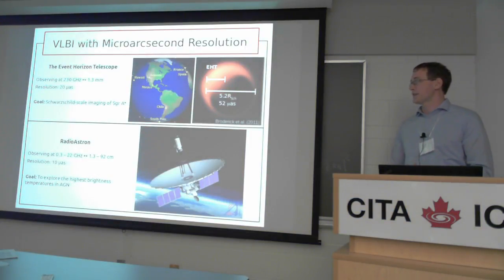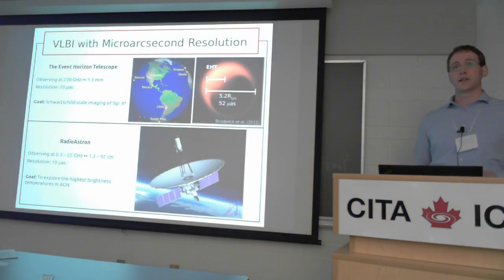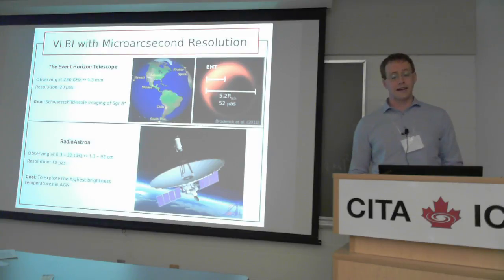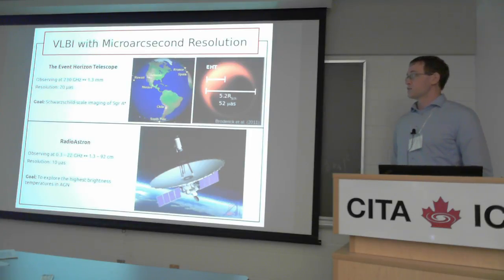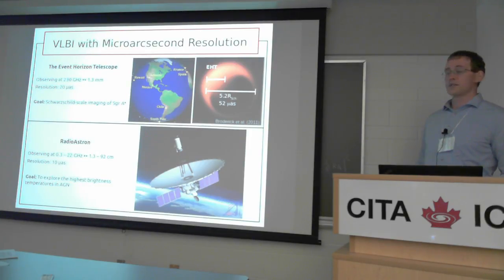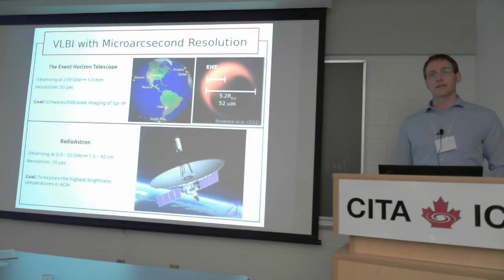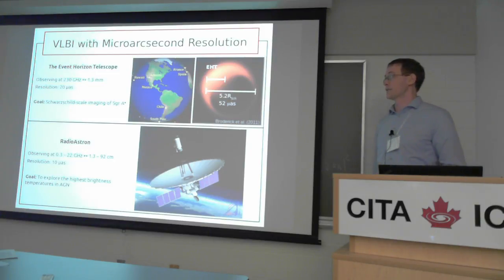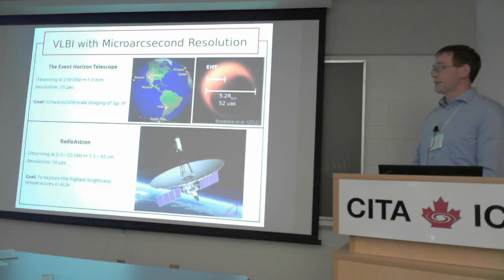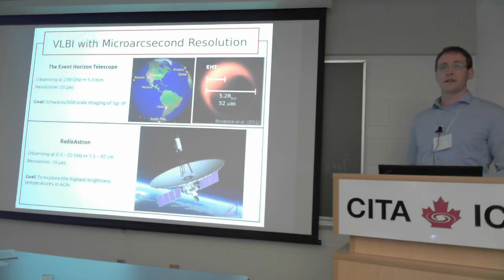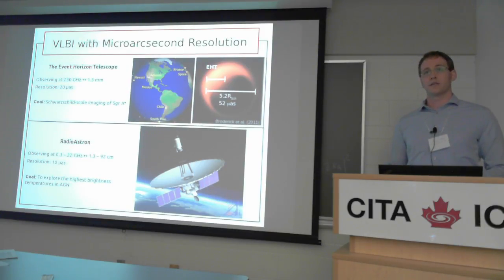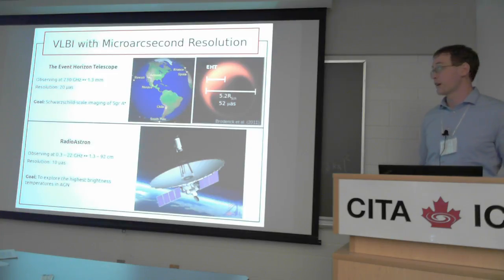So I'd like to focus on two experiments in particular that are pushing towards these extremely high angular resolutions directly. The first is the Event Horizon Telescope. The EHT is this project to push VLBI to 1.3 millimeter wavelength, and so it's achieving its angular resolution by this push to the shortest wavelengths possible. When it's done, it'll have an angular resolution of about 20 microarcseconds. And the main goal is to image black holes with angular resolution comparable to their event horizons.